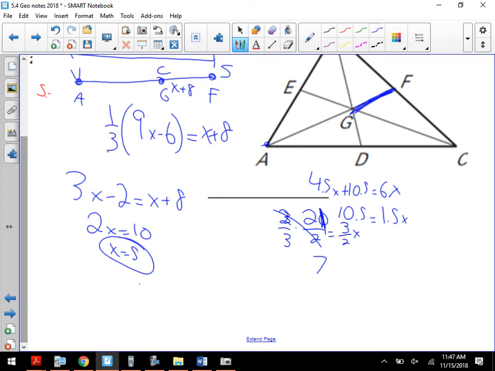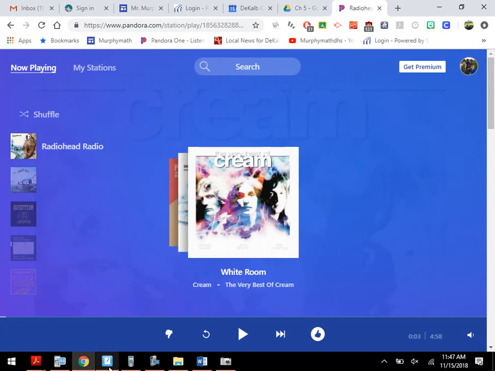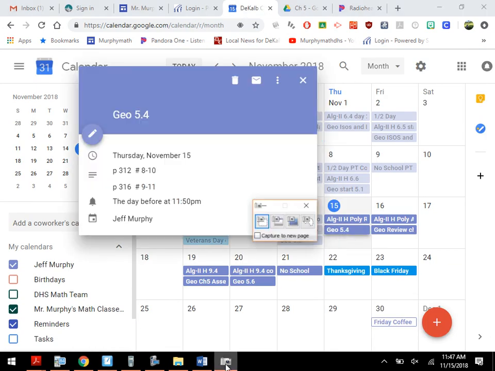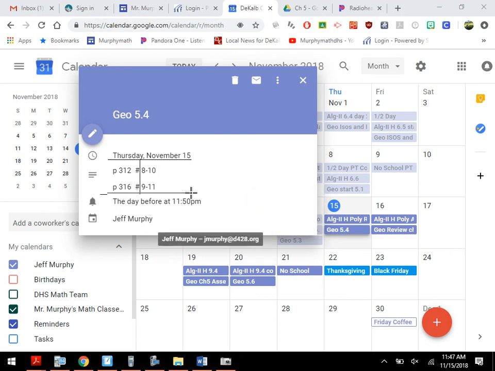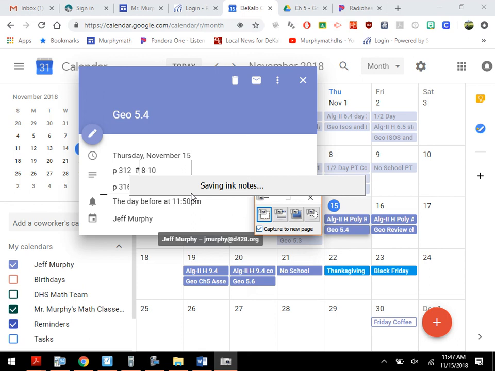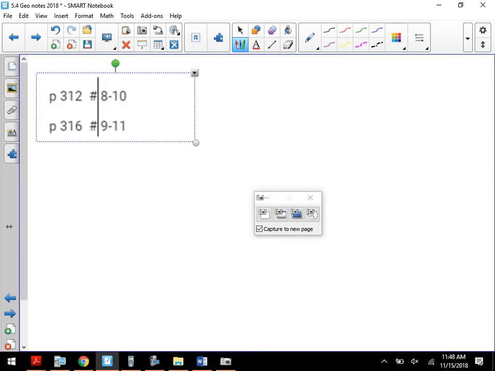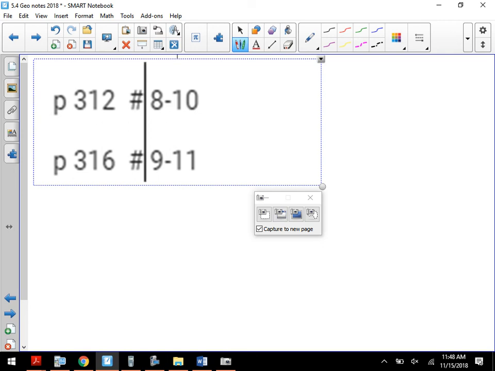I had 6 of these for you. It's already posted on the calendar. I said I have 6 of these. It's called Q-tip.